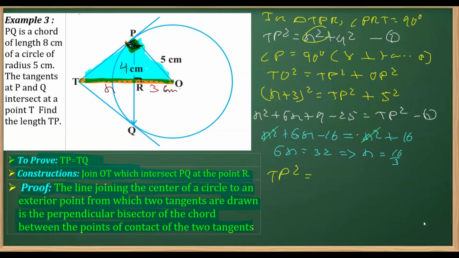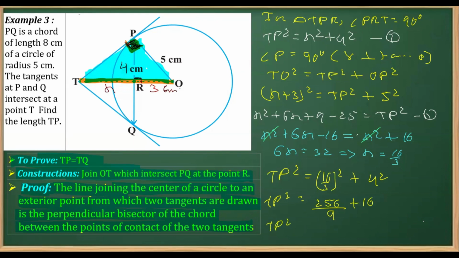So TP square is what? x square, and x is 16 over 3. So this is (16 over 3) whole square plus this is 4, so that is 4 square. Now with further simplification, 16 square is what? 256. So it's going to be 256 over 3 square, which is 9, plus 4 square, that is 16.